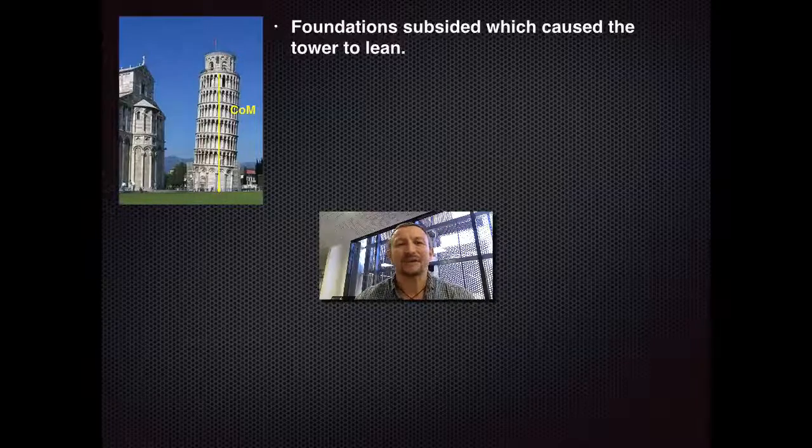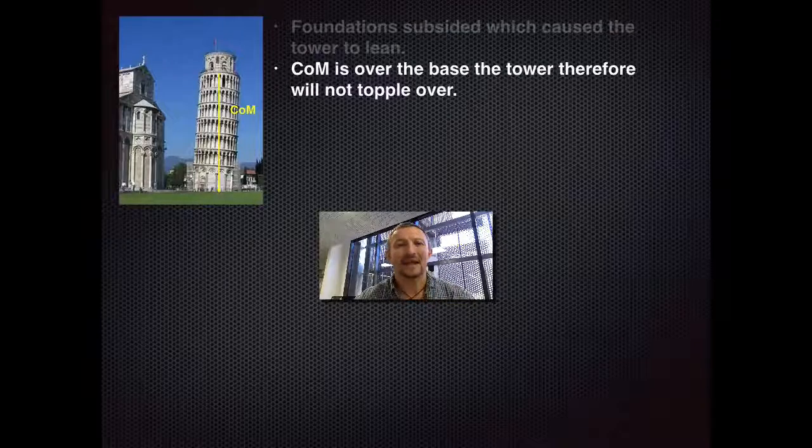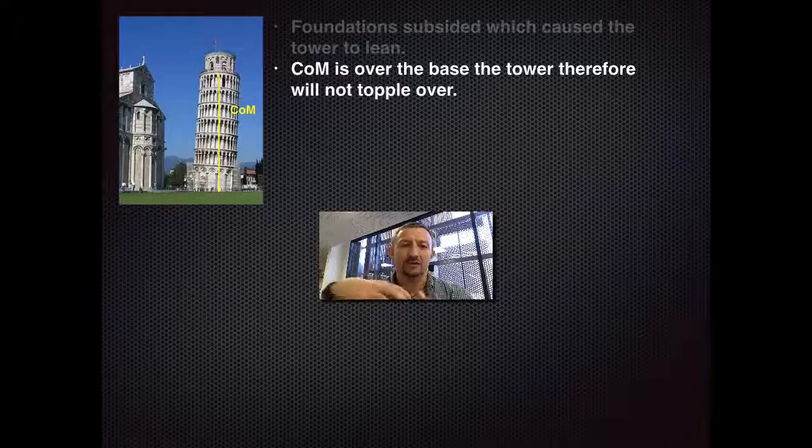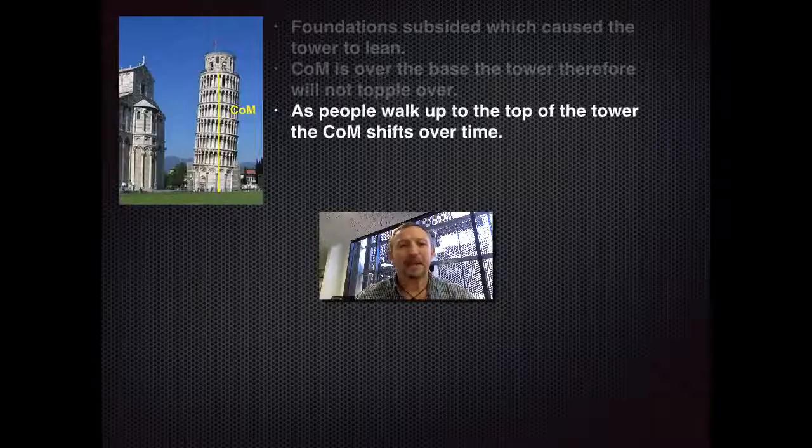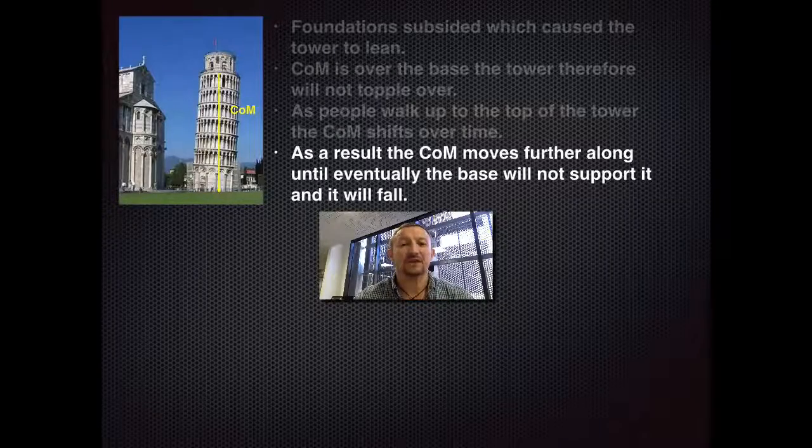Now, you can see here I've put a vertical line to show the center of mass acting straight down. At the moment, you can see that it's on the base, but it's moving away from that vertical line, which is going to make it a danger. Due to the foundation subsiding, the tower has leaned, and if the COM gets any closer to that edge, the forces generated in the building itself, the weight forces, will cause it to collapse. As people have walked up, the COM has shifted over time, and eventually, if it's not supported, the tower will fall over.